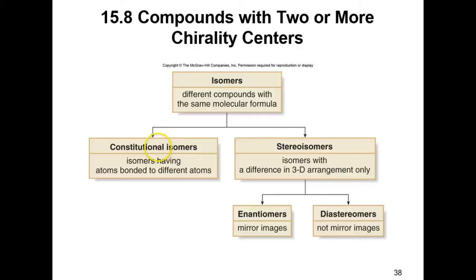This is kind of a summary of all the isomers that we've talked about. We've talked about constitutional isomers, isomers having atoms bonded to different atoms, like ethanol versus dimethyl ether. Same formula, different structures. But then stereoisomers, basically it's the same compound, except you have a mirror image that's not superimposable, or you have one that's not a mirror image, just like what we talked about. All right, so hopefully this summarizes everything up.